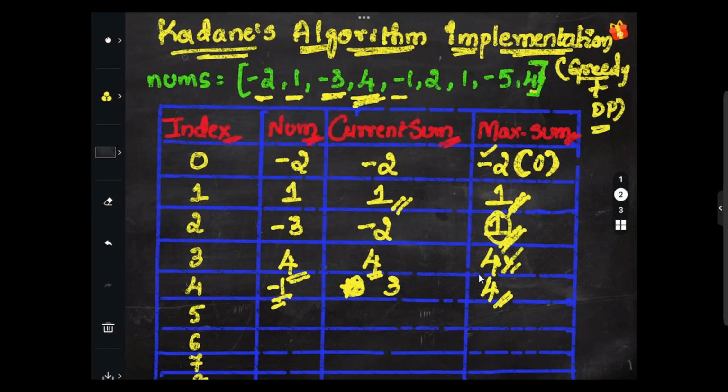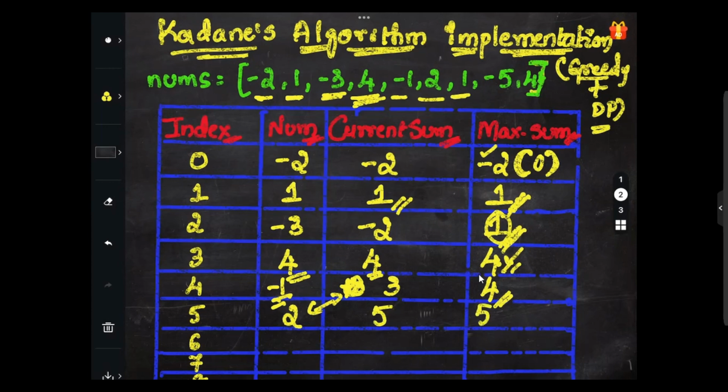And next we will consider 2 here. The current sum we are going with is 3, so 2 plus 3 will be 5 in this case, right? So the maximum sum found so far is 5 as well.